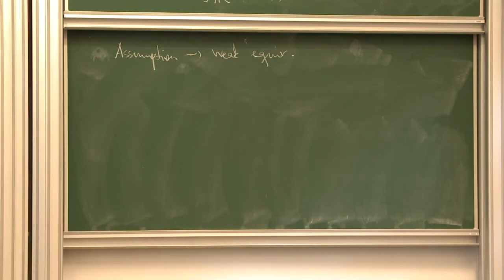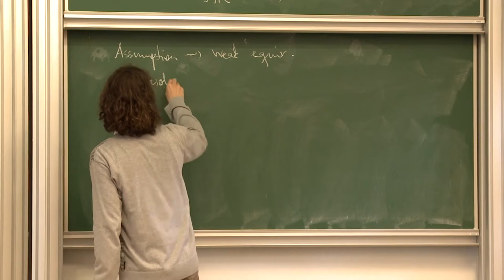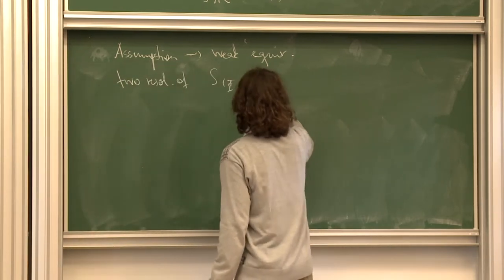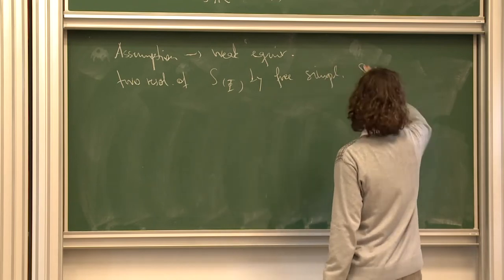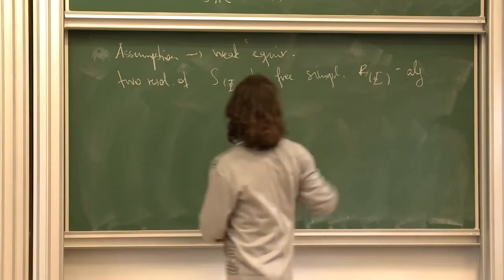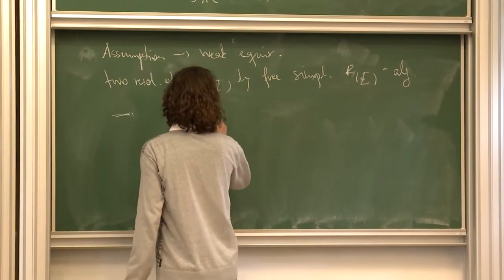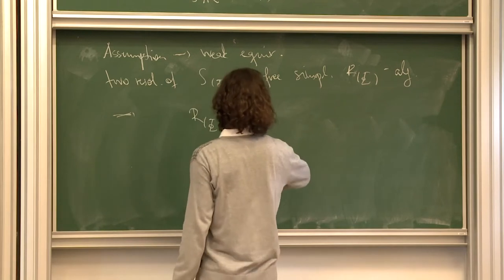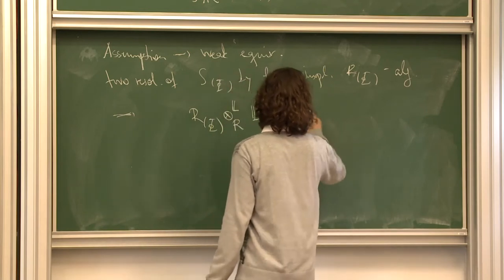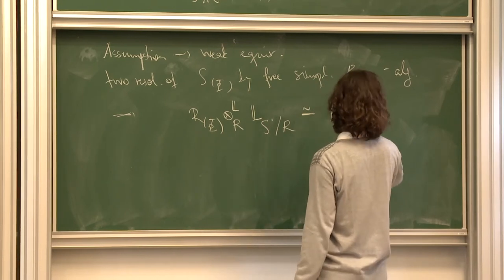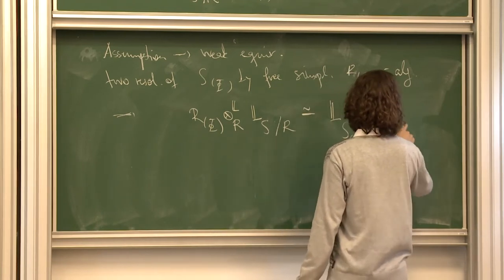And so we have two resolutions of S phi by a free simplicial S phi, R phi algebra. So both sides of this give you such a resolution. And so it follows that they both compute the same cotangent complex, which means that R phi tensor over R, or L if you like, of the cotangent complex of S dot over R goes isomorphically to the cotangent complex of S phi over R phi.